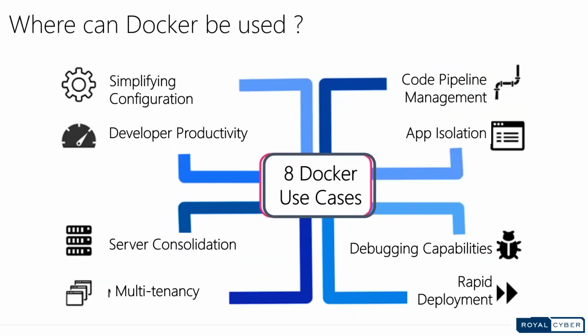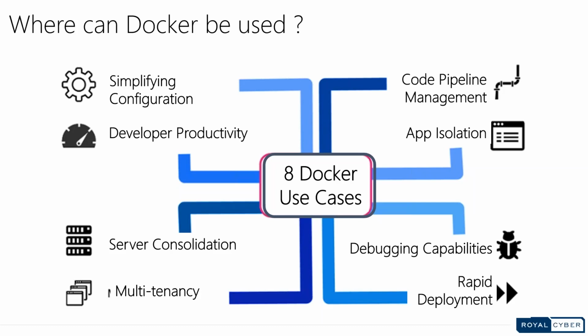We have seen the features of the Docker container. Let's see the use cases for them. I have listed 8, but they are not limited to these 8 use cases. Let's see them one by one. Docker can be used for simplifying configuration. It provides the ability to run any platform with its own config on top of any infrastructure without the overhead of a VM. There's code pipeline management, where Docker provides a consistent environment for the application from dev to production, easing code deployment and the development pipeline.